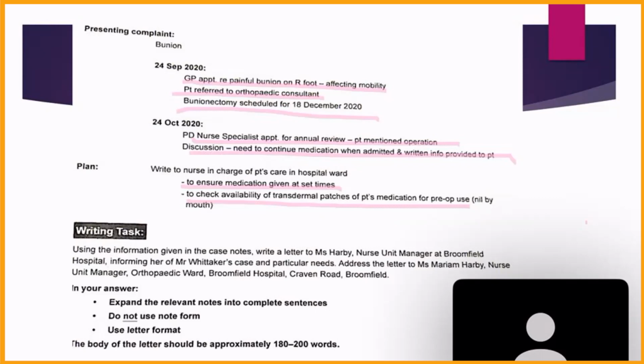Want me to help you? Then I shall do it. On 24th September 2020, Mr. Whitaker had an appointment with his GP. Why? Regarding a painful bunion on the right foot, which was affecting his mobility. Now use a connector, for which he was referred to an orthopedic consultant.